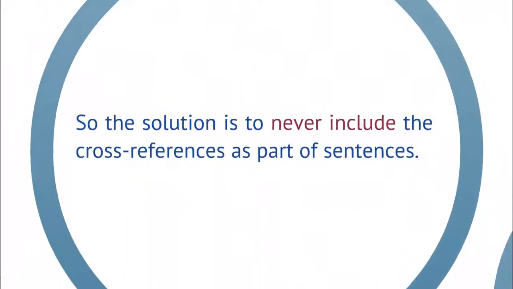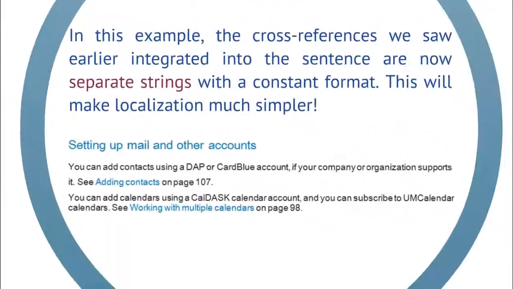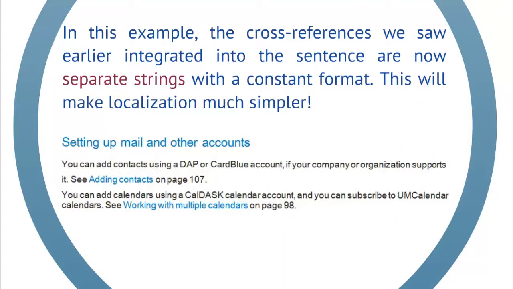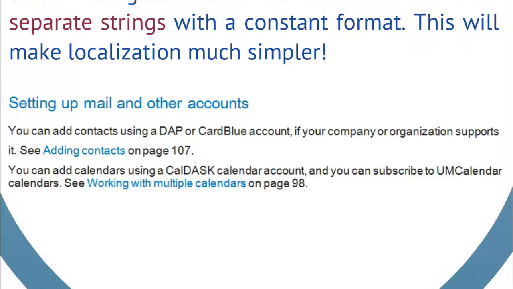So, the solution is to never include the cross-references as part of sentences. In this example, the cross-references we saw earlier integrated into the sentence are now separate strings with a constant format. This will make localization much simpler.